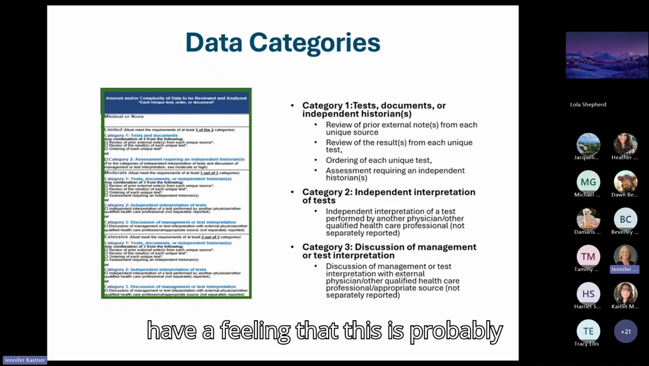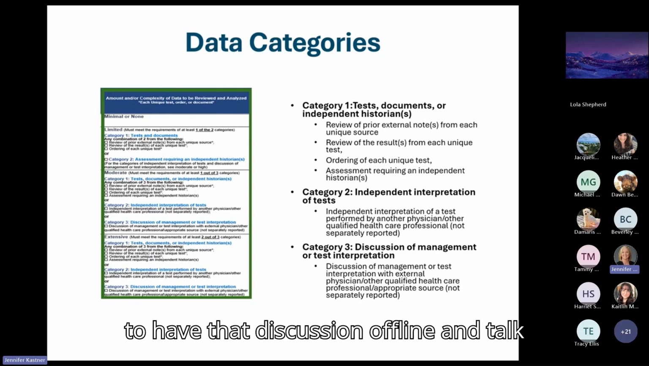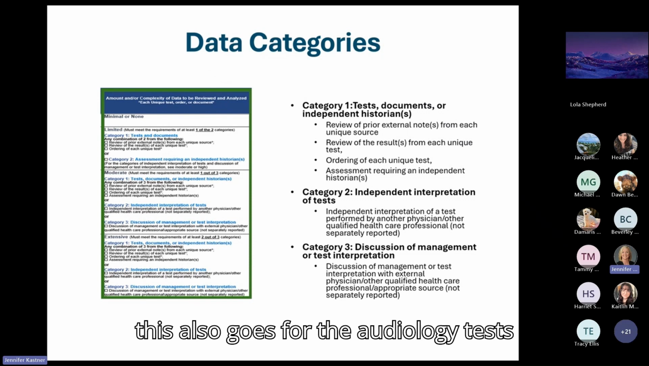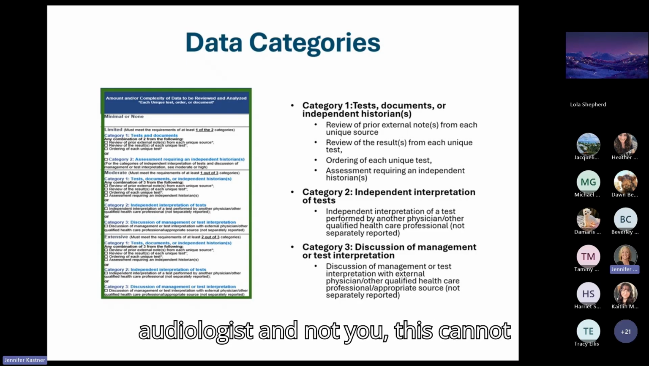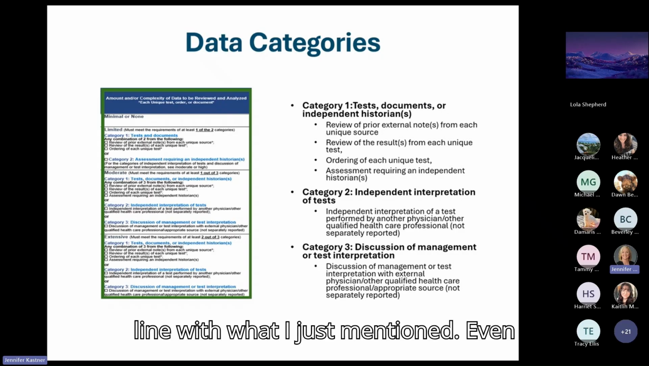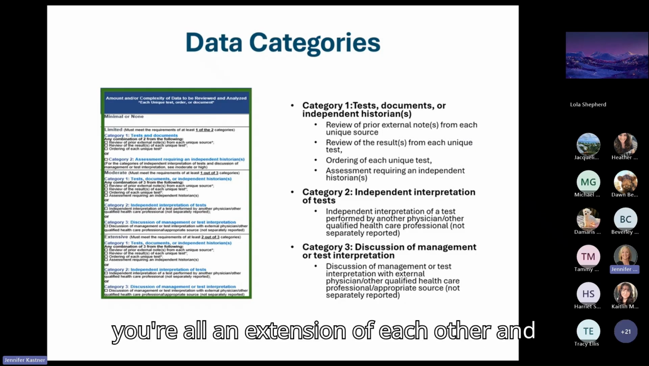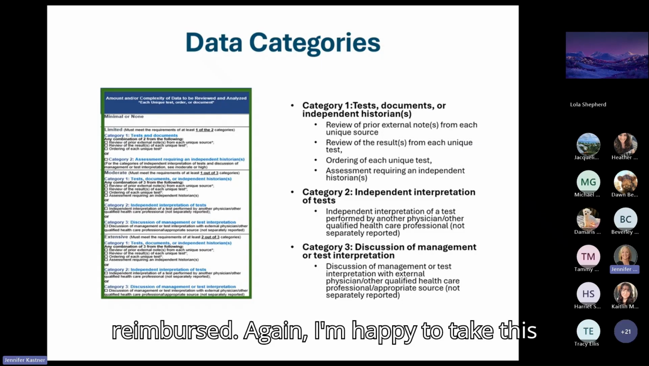So I have a feeling that this is probably going to stir up some conversation. Happy to have that discussion offline and talk with your group, whatever it may be. But this also goes for the audiology tests performed within your organization. Even though they are performed by an audiologist and not you, this cannot be counted toward MDM because it goes in line with what I just mentioned. Even though these services are often billed out under the audiologist and not you, you are all an extension of each other, and there's a professional component associated with it that's already being reimbursed.